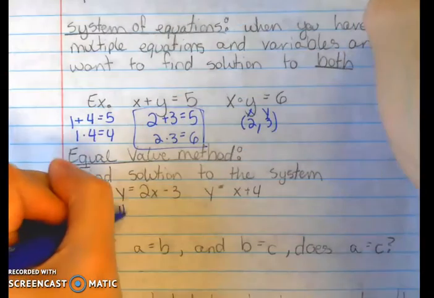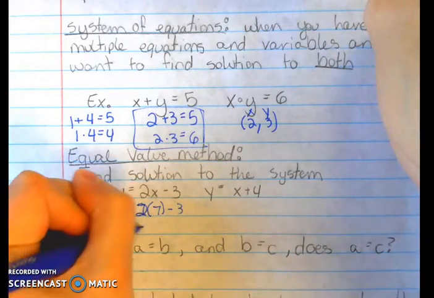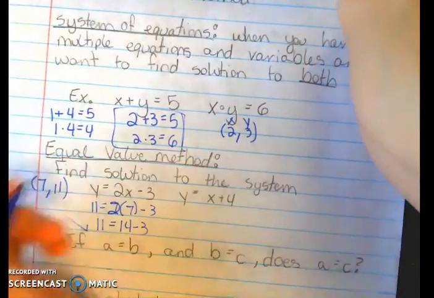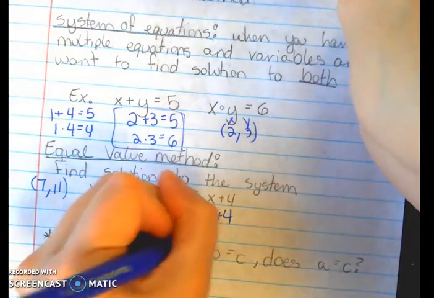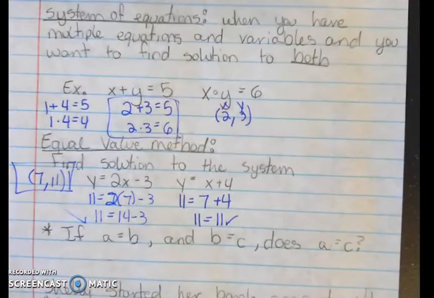If I put in 11, 2 times 7 minus 3, that gives me 11 equals 14 minus 3. Yep, that is true. Let's try the next one. If I put in 11, x is 7, 11 does equal 7 plus 4. Boom. So the solution to the system is (7, 11).